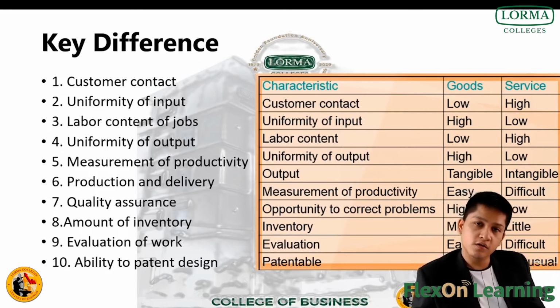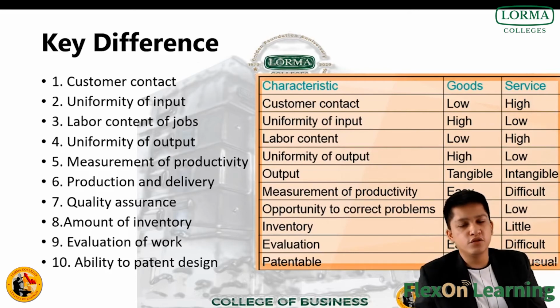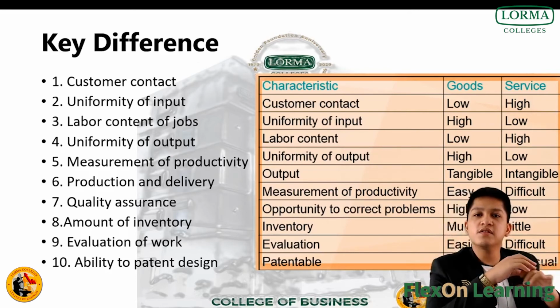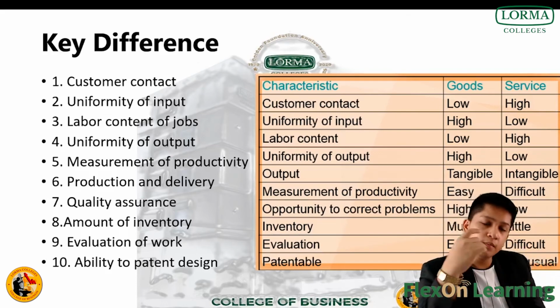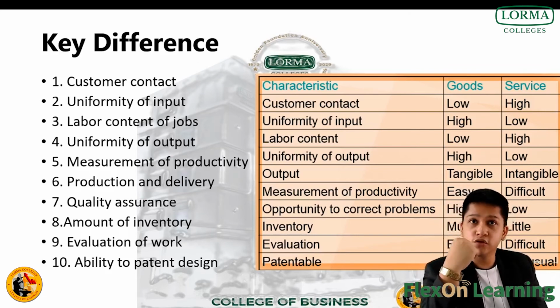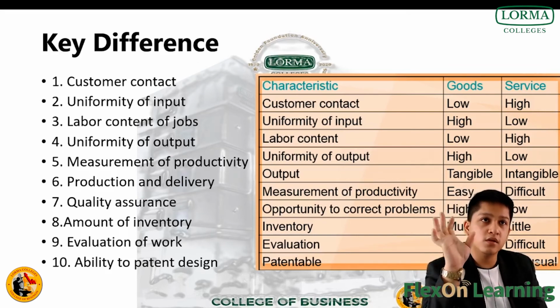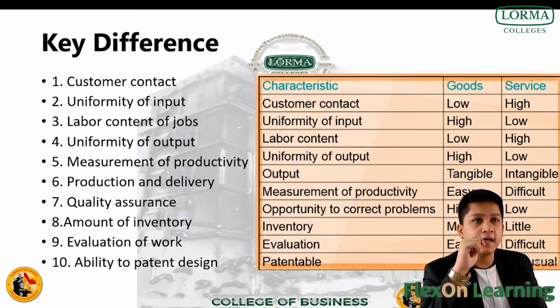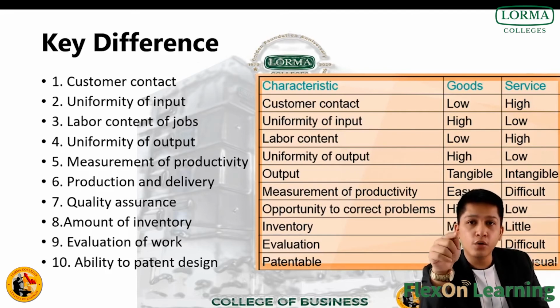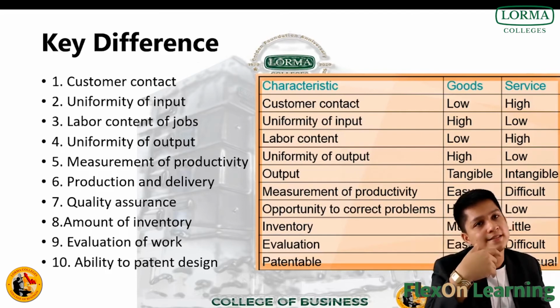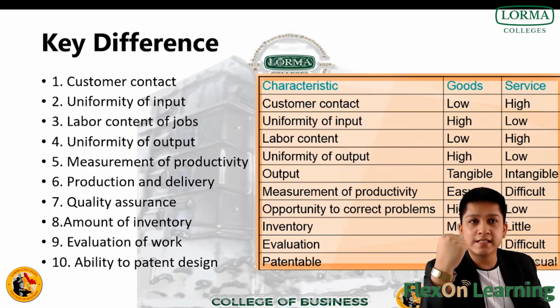Usually, suppliers are those who want to supply to them. Then for services, usually, because in services they are acting, they have a high interaction with the customers. Uniformity of input is high in goods and low in services. The labor content is low in goods and high in services. Uniformity of output is high in goods and low in services. The output, of course, is tangible in goods, while in services it is intangible. The measurement of productivity is easy in goods, while for services it is difficult.